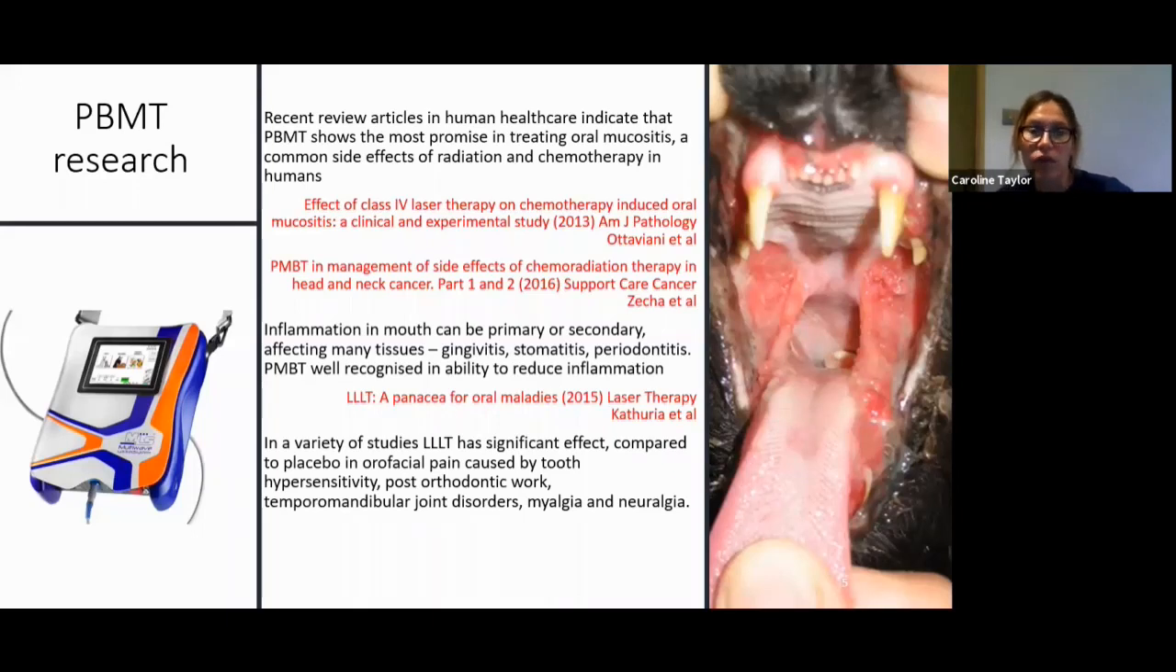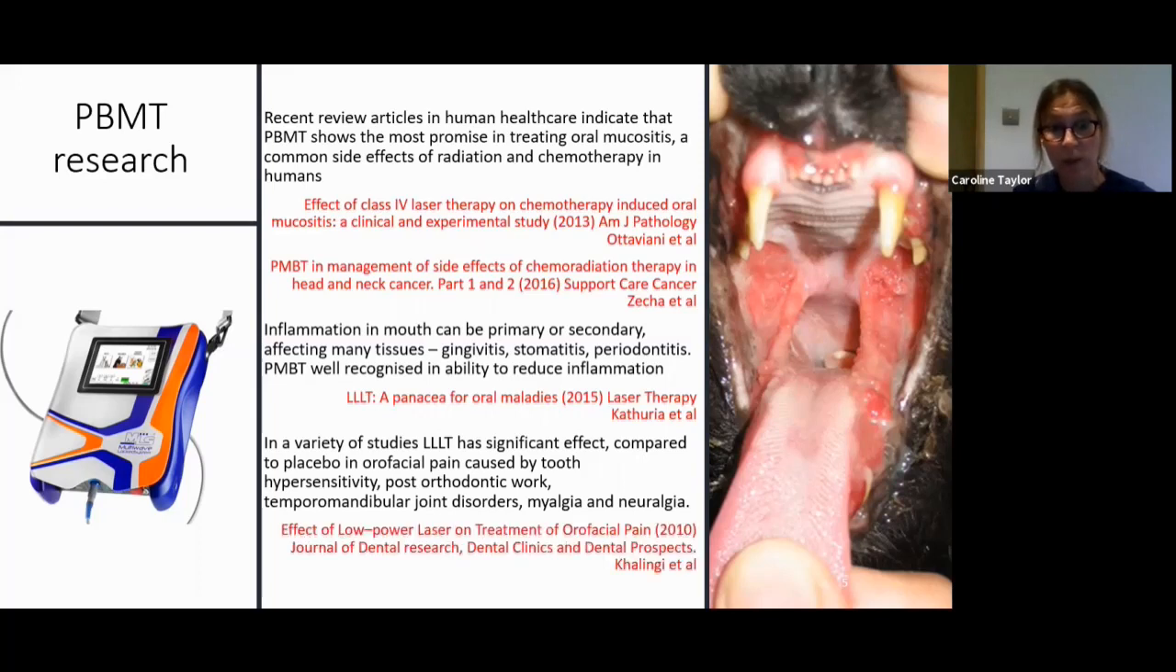There's also a variety of studies that have shown really good effects using laser to decrease orofacial pain caused by a variety of different issues. So tooth hypersensitivity, post-orthodontic work, temporomandibular joint disorders, myalgia and neuralgia as well. There's lots of studies on nerve issues helped with laser. So I'll just move this out of the way as well, so that you can see that up there.